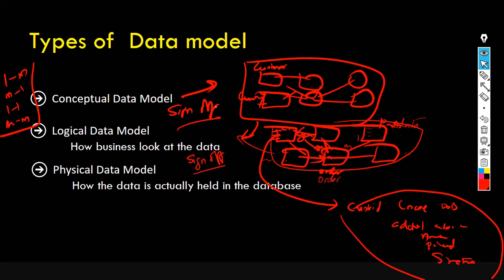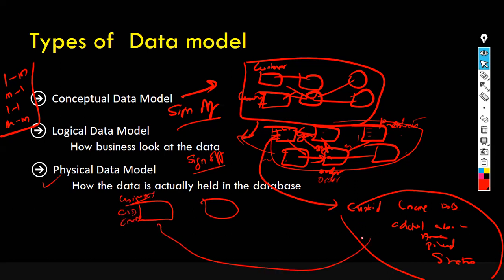Once you get the sign off from the customer for the logical data model design, the next stage is the physical data model. The physical data model is nothing but the actual implementation of the database system. Here you go one step further. This is my customer table. In the customer table, we have already identified CID and CNAME and all. These are the columns.